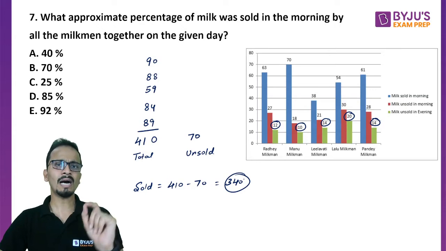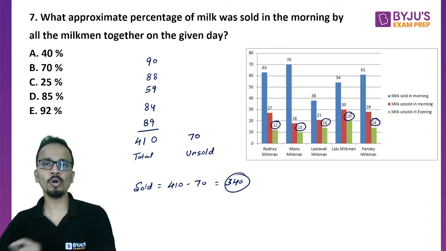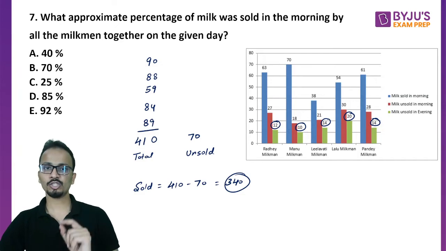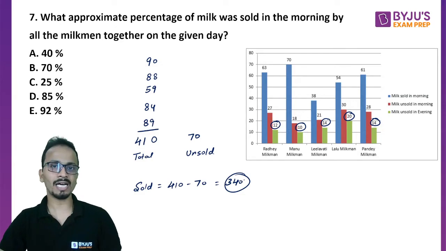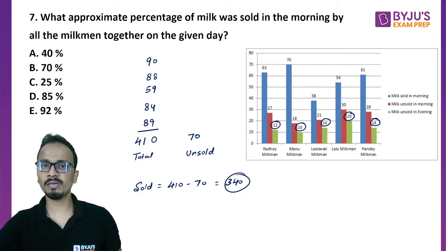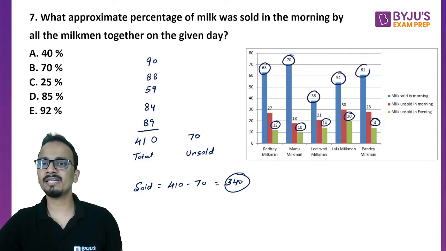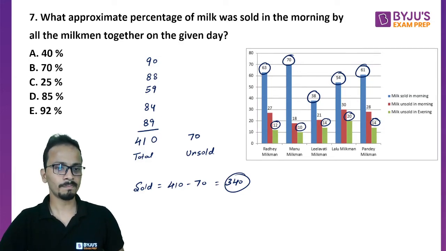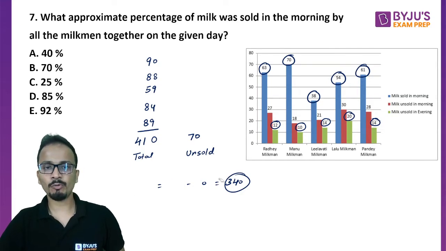So the question is approximate percentage of milk that was sold in the morning by all the milkmen together. हमें सिर्फ sold in the morning निकालना था, ठीक है? So sold in the morning क्या था? These values. So let's add these values 63, 70, 38, 54 and 61. So ये वाला portion मैं हटा देता हूं. It is of no use.